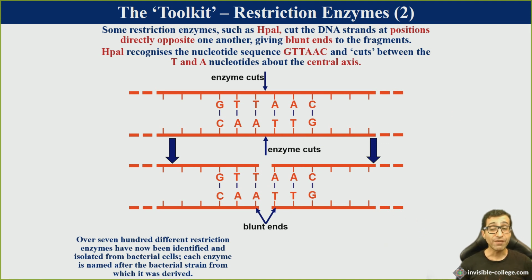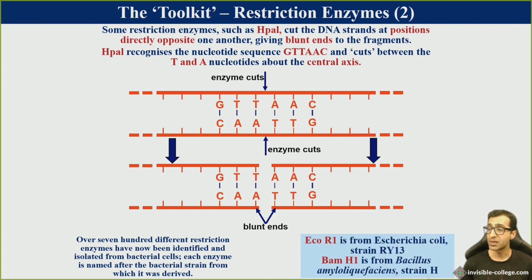So there are over 700 different restriction enzymes which have now been identified and isolated from bacterial cells, and each enzyme is named after the bacterial strain from which it's been derived. So EcoR1 is from Escherichia coli strain RY13, and BamH1 restriction endonuclease comes from the Bacillus amyloliquefaciens strain H.